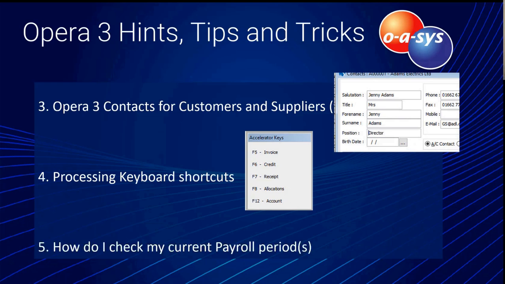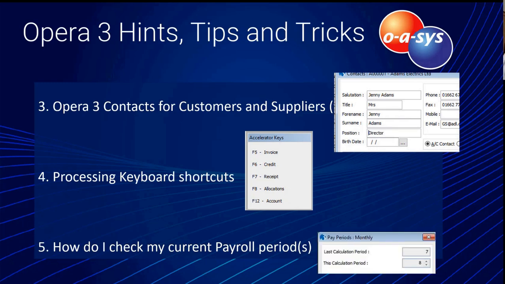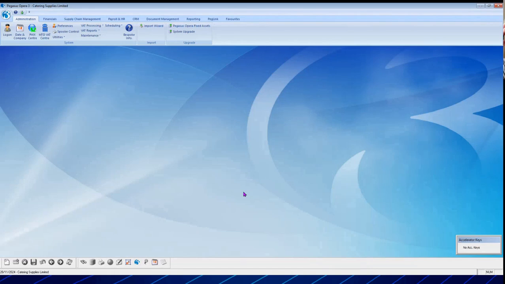And I'm also going to show you how to check your current payroll period or periods for all your different payrolls, just as a bit of a reminder how we do that, because there's two places we can do that. One just shows us the period, and the other one also shows us the start and end dates of the period. Let's pop to Opera and have a quick look at these three things.